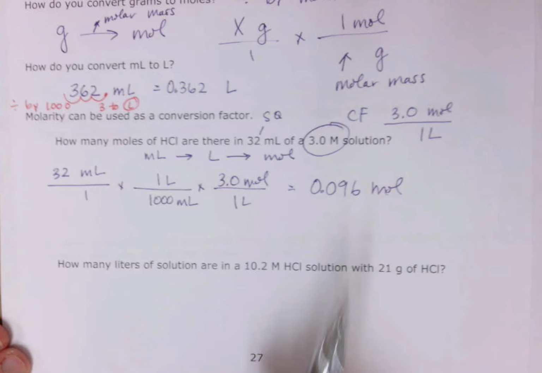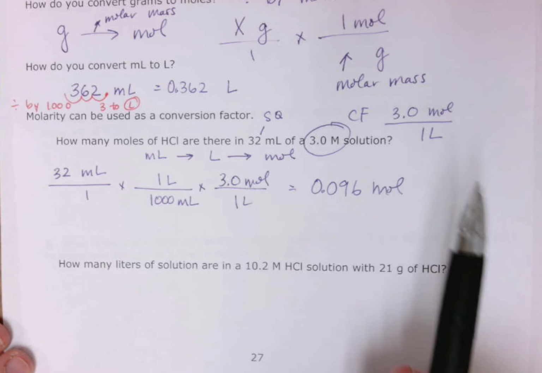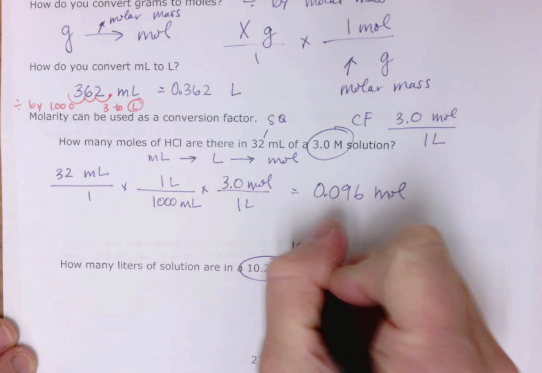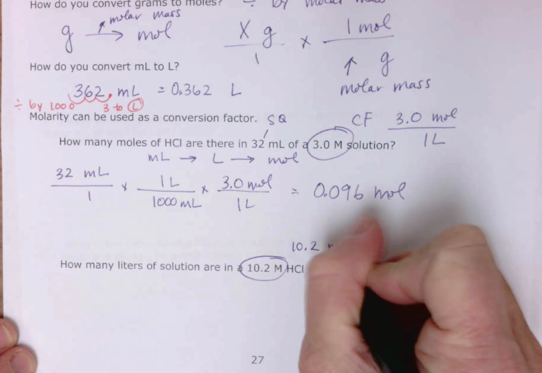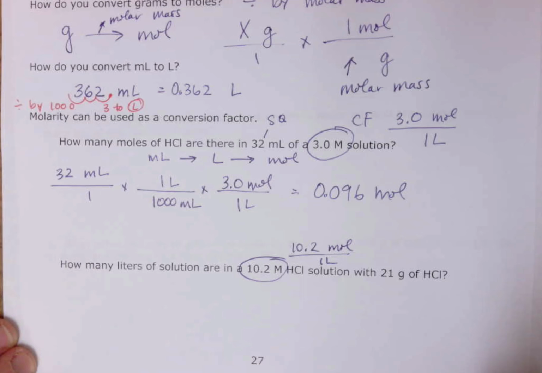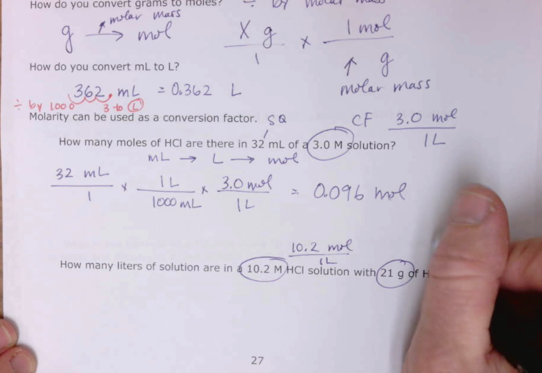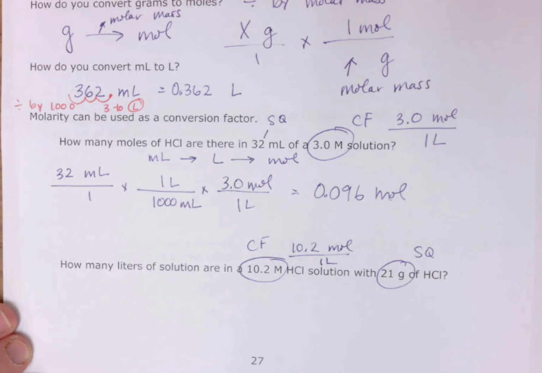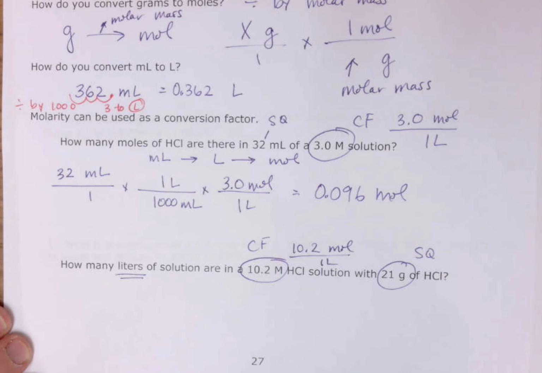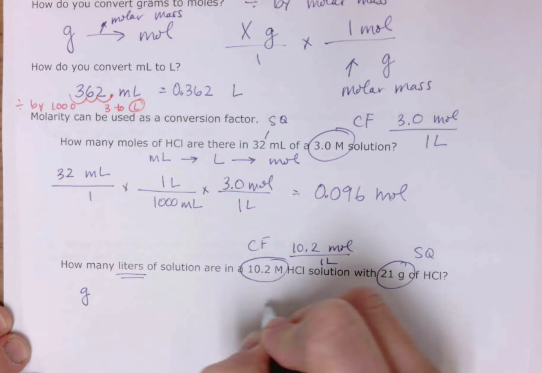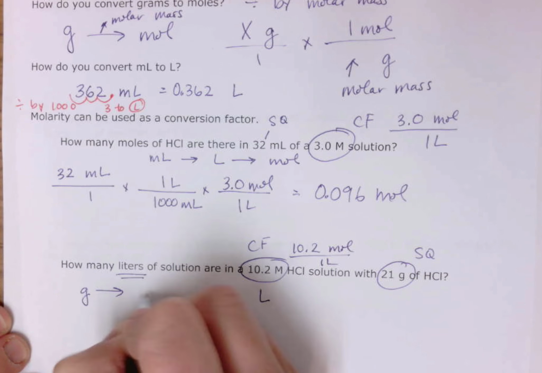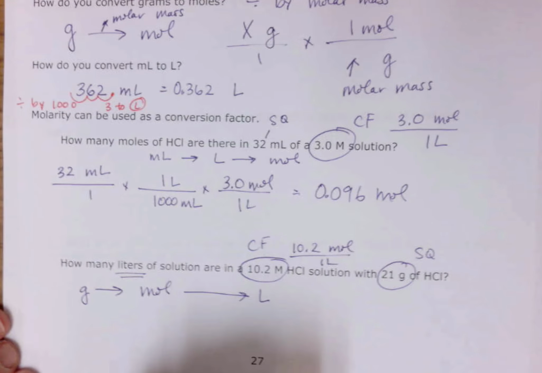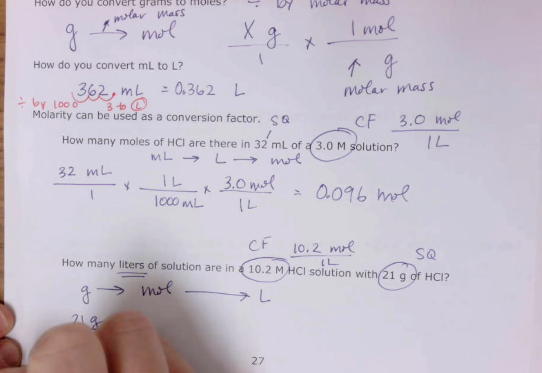That's a case where we use molarity as a conversion factor. We're going to do the same thing here. Molarity as a conversion factor: 10.2 moles over 1 liter. 21 grams will be my starting quantity. I need to get to liters of solution. I'm starting out with grams, so I need to go grams to moles to liters. So 21 grams over 1.